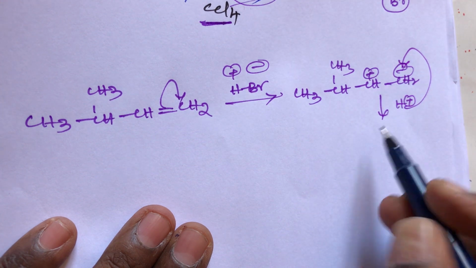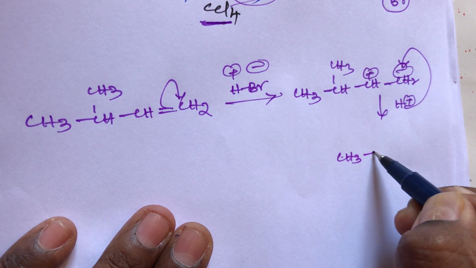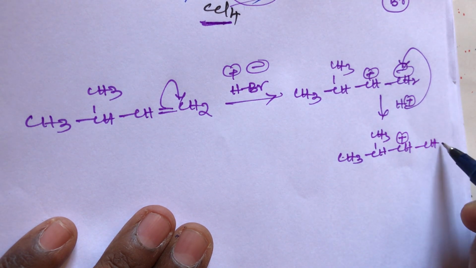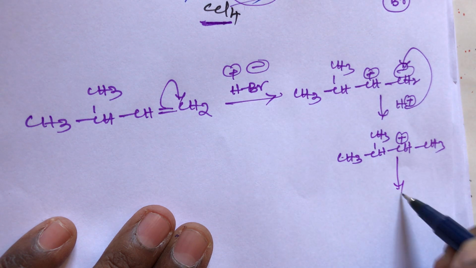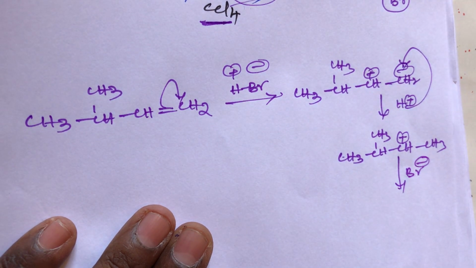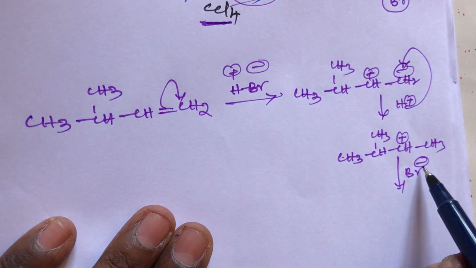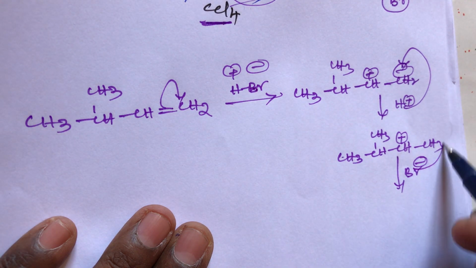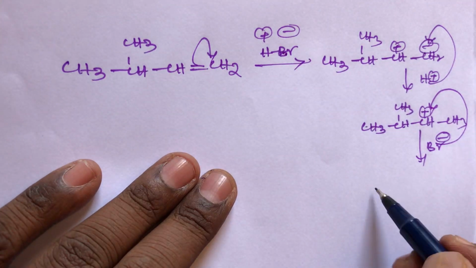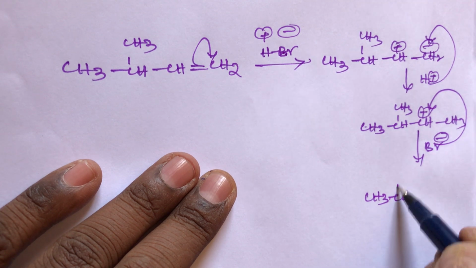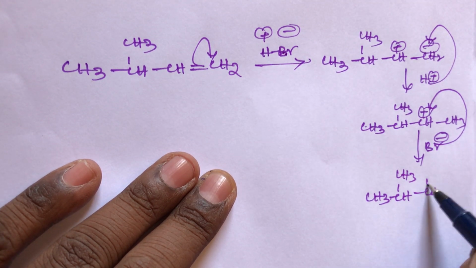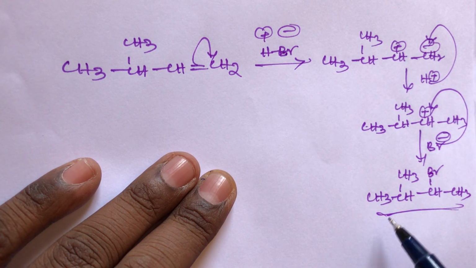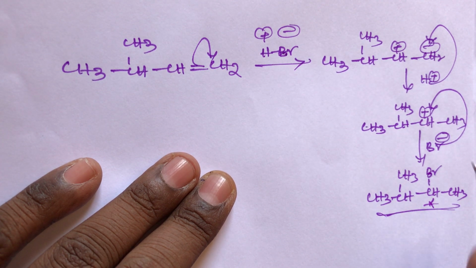This H+ will attack this position, and an intermediate is formed: CH3 CH(CH3) CH+ CH3. This is the secondary carbocation. After that, Br− is left, and this Br− is the nucleophile. This nucleophile will attack the positive charge side, and we get the final product CH3 CH(CH3) CHBr CH3, which is 2-bromo-3-methylbutane. It has a chiral carbon. It comes from a secondary carbocation.